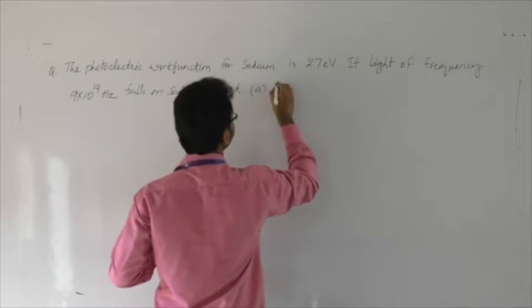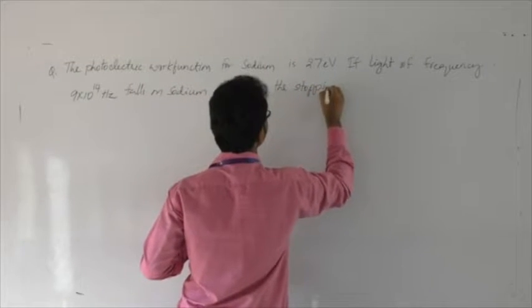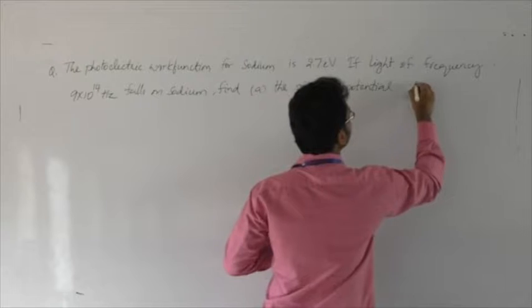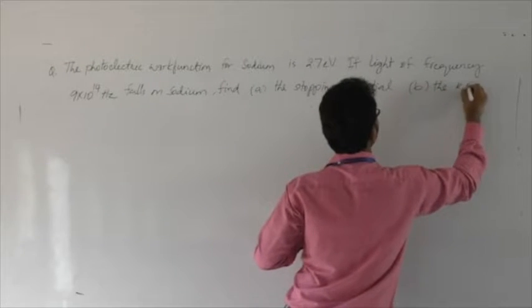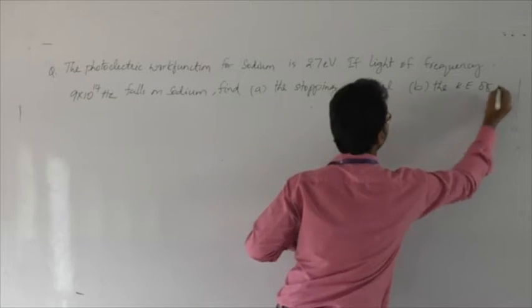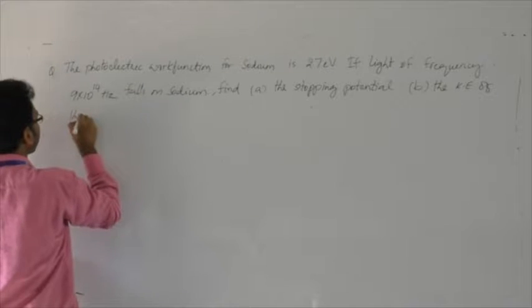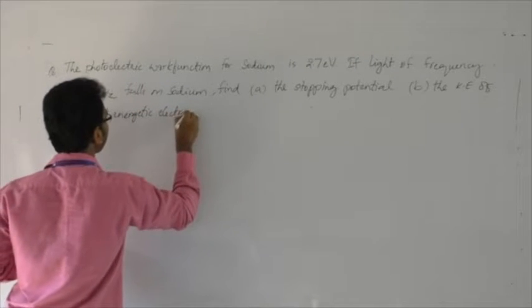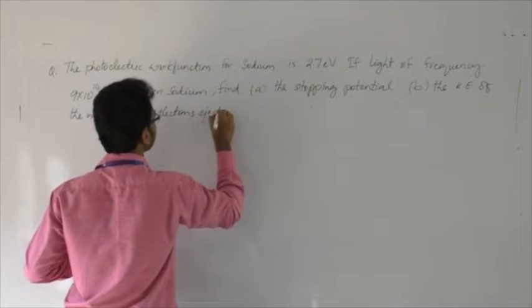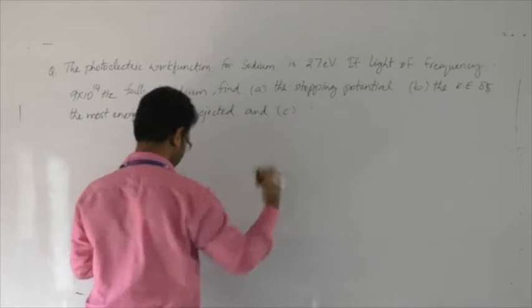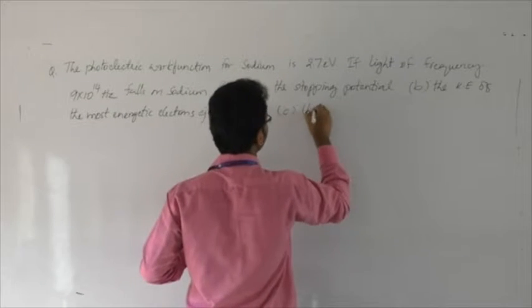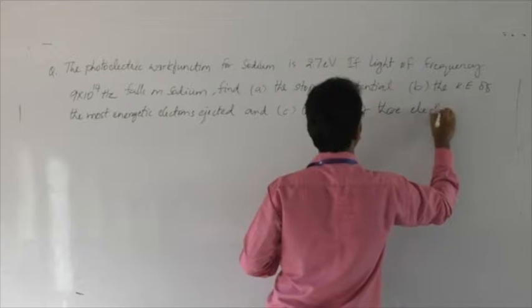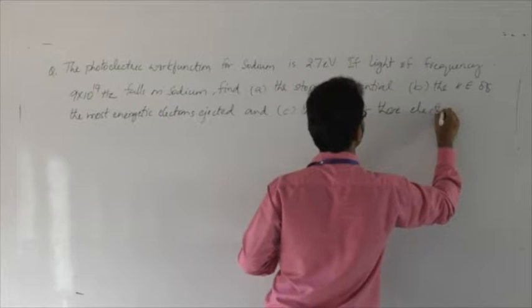A, the stopping potential, then B, the kinetic energy of the most energetic electrons ejected, and C, the speed of those electrons.